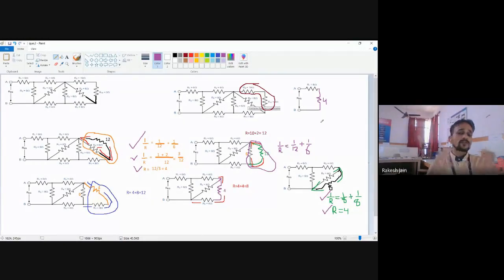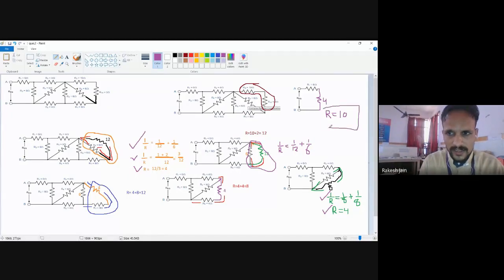So what was my question? My question was, what is the total resistance between terminals A and B? So now see this question. Between A and B, only two resistances are visible. One is 6 ohm and the second one is 4 ohm, and they are in series because one terminal is connected with each other. So what is the total resistance? 4 plus 6, that is 10 ohm, and this is your final answer.